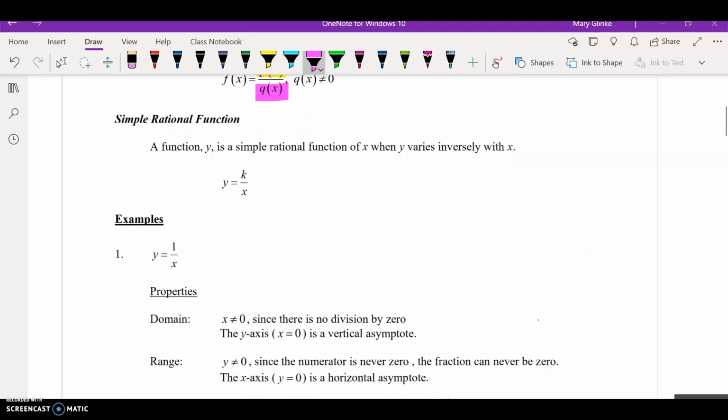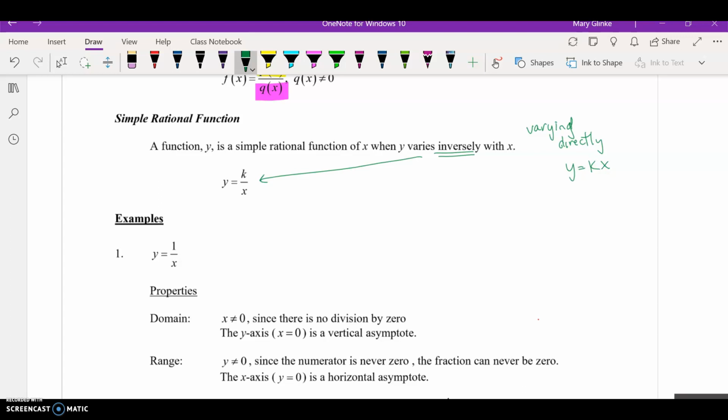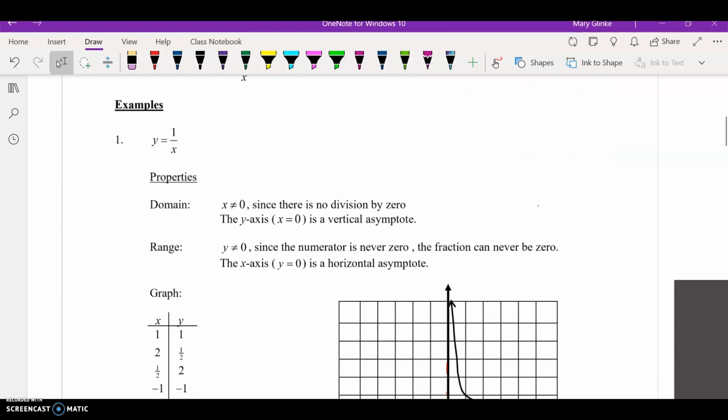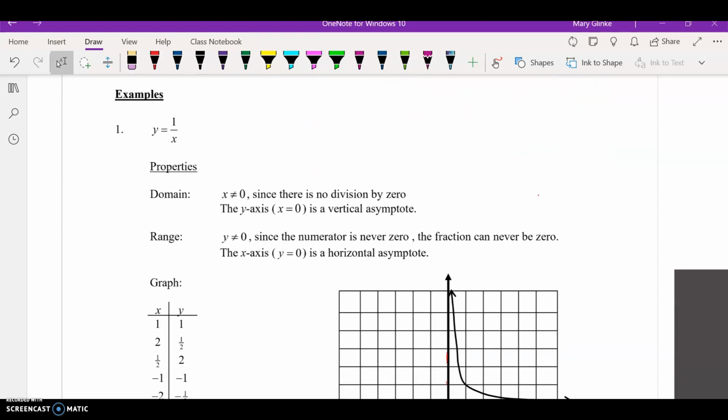So when we're looking at this, the basic rational function is going to vary inversely with x. That's this over here where you have k over x versus varying directly. There we go. That's y equals k times x. And we will get into that a little bit more. That's a linear relationship versus an inverse relationship, y equals k over x. So the inverse relationship here of y and x is y equals 1 over x.